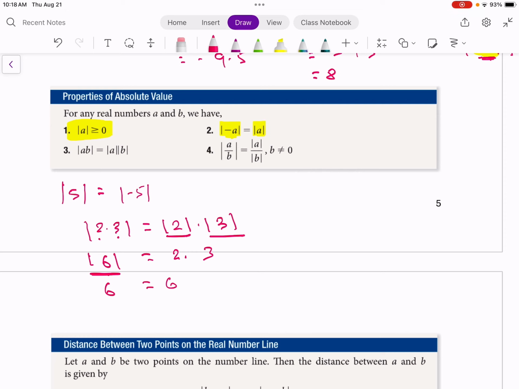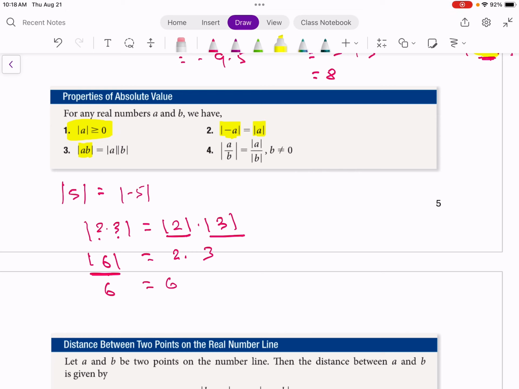So if you have the absolute value of a product of any two numbers, then you can write that as a product of two absolute values. Here we have the absolute value of a product of two numbers, where a and b are any two real numbers, and the absolute value of the product of two numbers is equal to the product of the two absolute values.